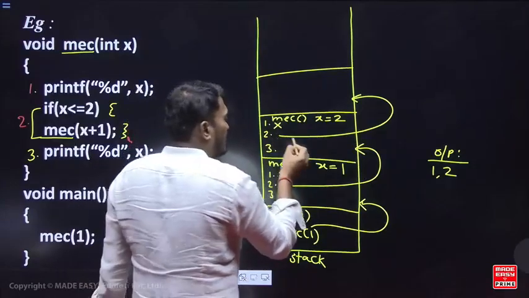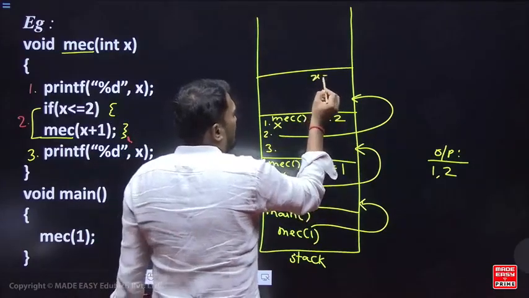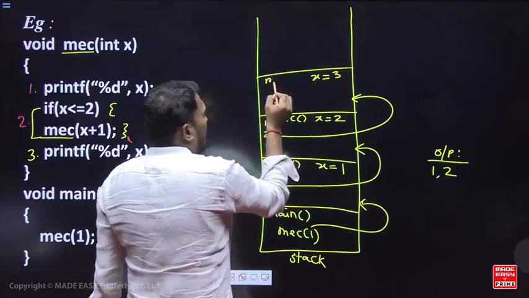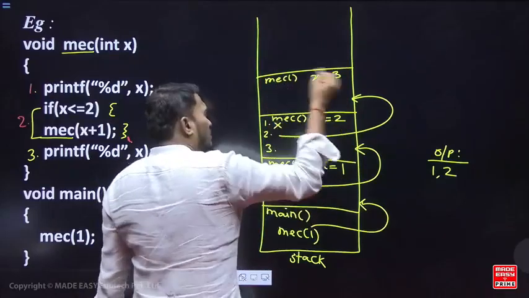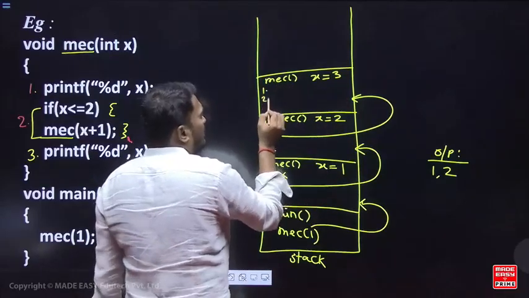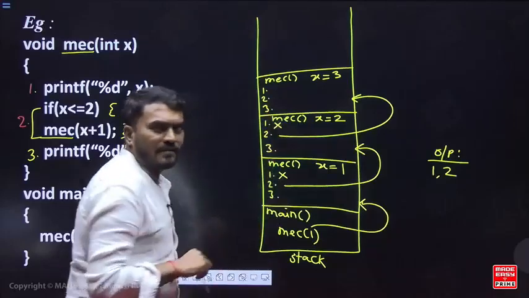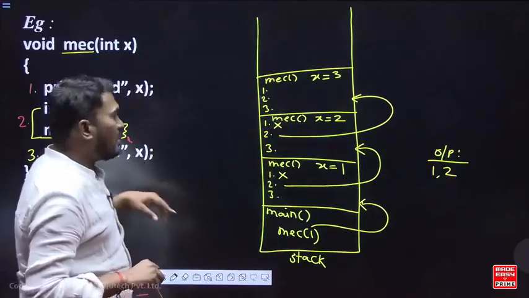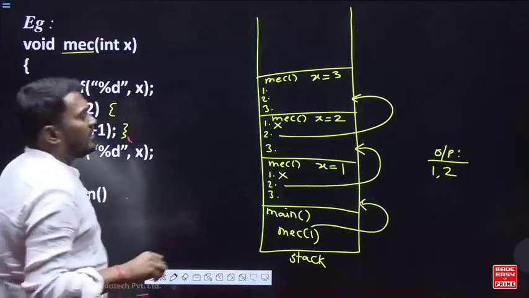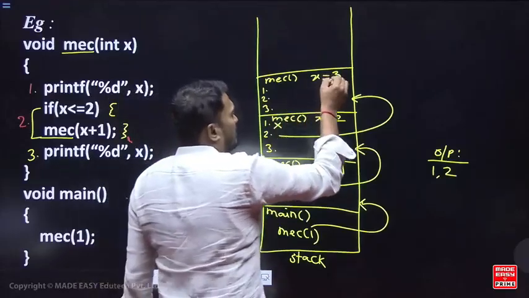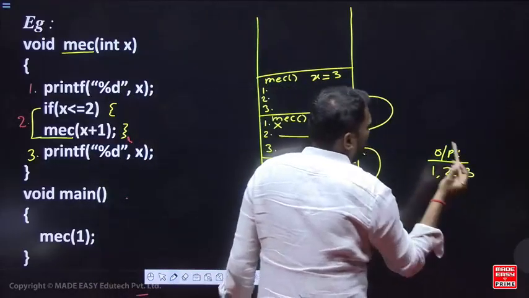3. So you are passing 3 to the MAC function. You receive x value as 3, and again the MAC function will be pushed into the stack. And how many statements do you have to execute? 3 statements. Now what is the first statement? Printf %ld x. Now tell me, what is the x value in this activation record? 3. So 3 will be printed.